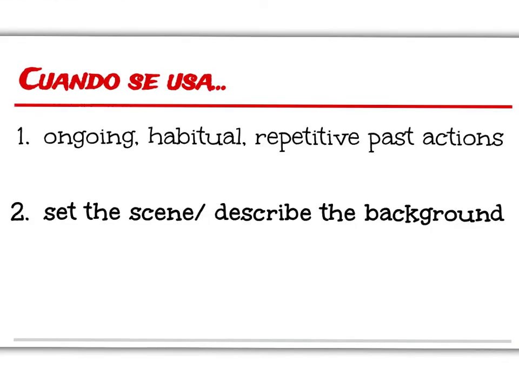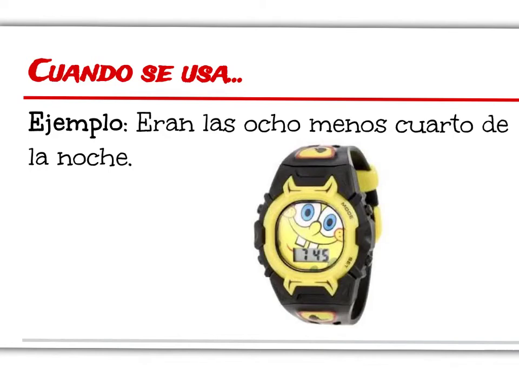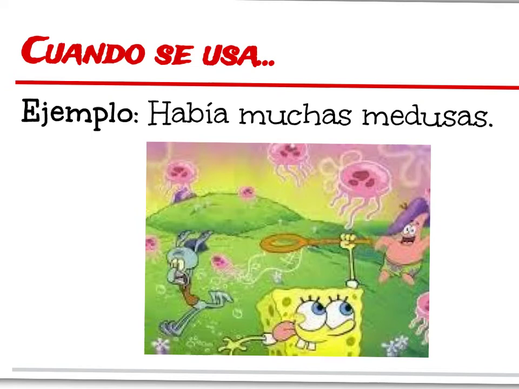The second way that we would use imperfect is to set the scene or describe the background. Aquí está un ejemplo. Eran las 8 menos cuarto de la noche. It was 7:45 p.m. We're setting up the scene, which is why this is in the imperfect. So if you're telling time in the past, you're going to use the imperfect tense. I would write that as a little note. When you're telling time in the past, use the imperfect. Otro ejemplo es, había muchas medusas. There were many jellyfish. I'm setting up a scene. I'm describing what the setting was like.